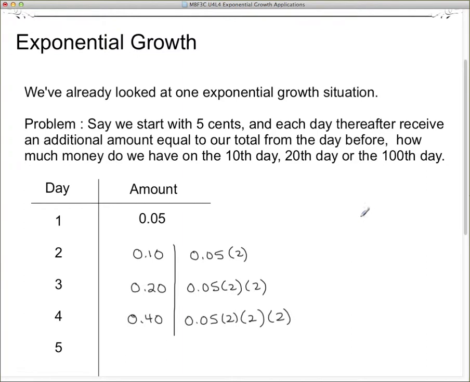So if you take a look at what we've got here, this is our beginning amount, 0.05, times 2 to the exponent 1. This is 0.05 times 2 to the exponent 2, and this is 0.05 times 2 to the exponent 3. And you're going, well, what about this 0.05? Does it follow the pattern? Yep, it most definitely does. It's 0.05 times 2 to the exponent 0, because 2 to the exponent 0, as we took before, is just 1. So then I just have 0.05.